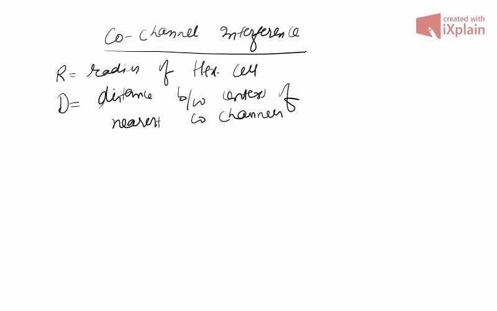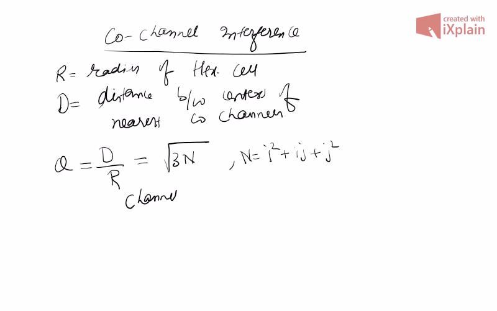Now we also know this D by R ratio, we derived it yesterday. It is equal to root over 3N, where N is taking value i square plus ij plus j square. Okay, this is given as a separate symbol Q, and it is called channel reuse ratio.